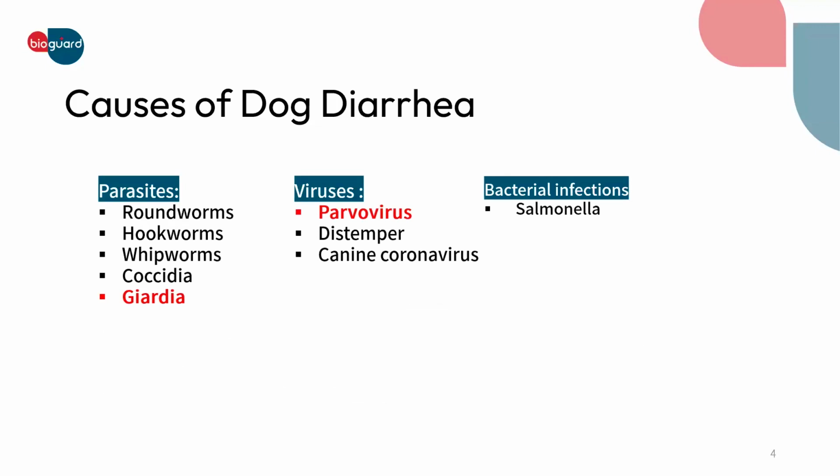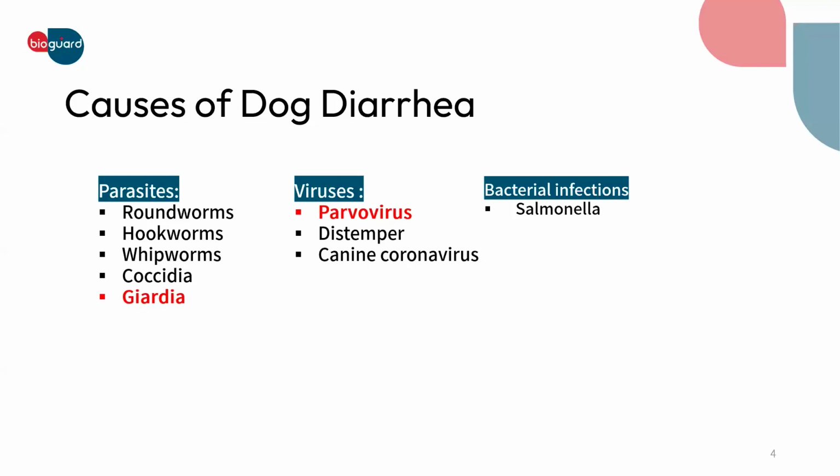So talking about parasites, it can be protozoa, fungi, and other kinds of parasites such as roundworms, hookworms, whipworms, and Giardia, which are seen as the most prevalent parasites affecting dogs a lot. Now, other than that, there are some viruses in the environment, such as parvovirus, distemper virus, or canine coronavirus that can also cause diarrheal infection in dogs. Last but not least, bacterial infection, of course, is also one of the major causes of diarrhea in dogs, such as from Salmonella.